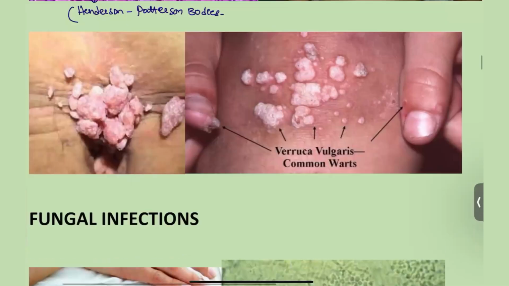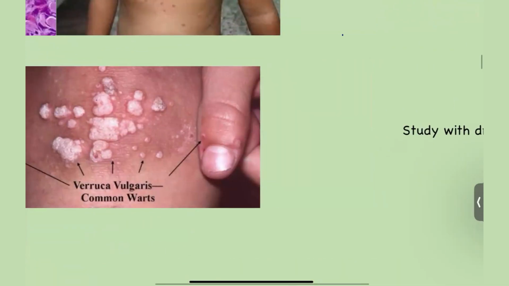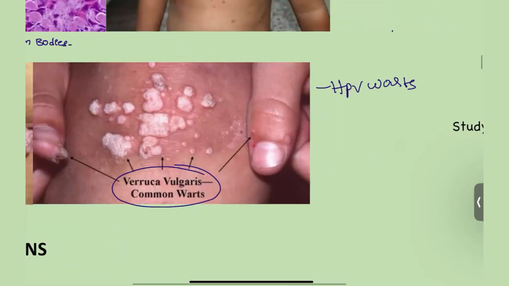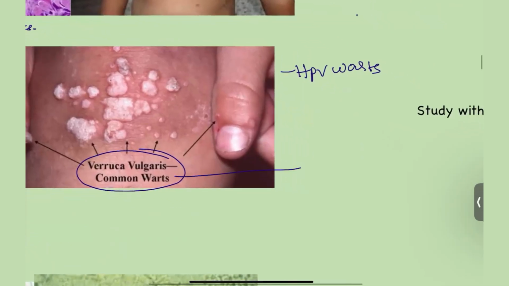And next, coming to the HPV warts. These HPV warts are commonly associated with the hands, foot, and rough surfaces. These are the common ones. The serotypes are HPV 1, HPV 2, and HPV 3 and 4. And what are the other warts?